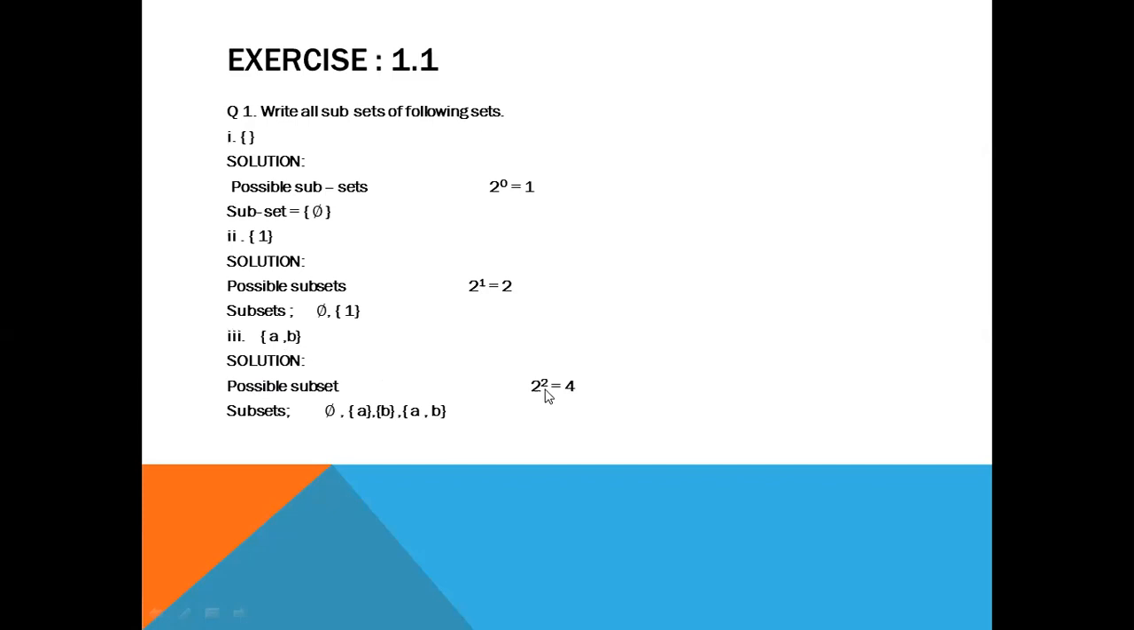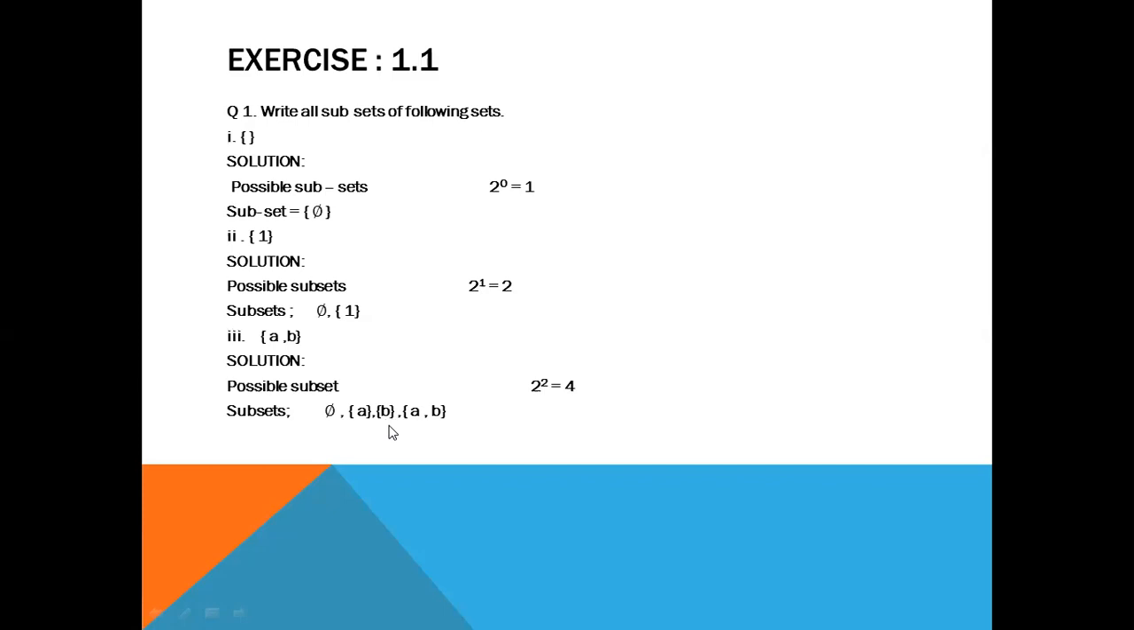Apply the formula 2 raised to the power n. N is 2. 2 raised to the power 2 means 2 multiplied by 2. 2 times 2 is 4. It means this set has 4 possible subsets: one is null, then A, then B, and at the end AB. Four possible subsets: null, then 2 singleton sets, and then at the last the subset of the set AB itself.